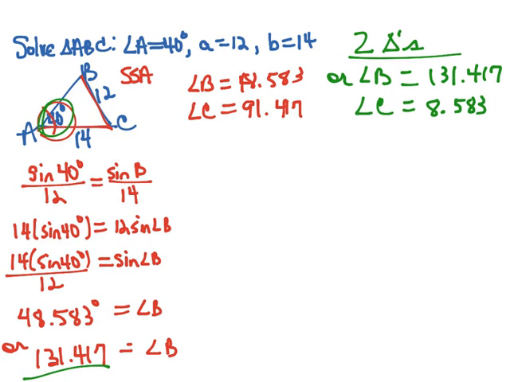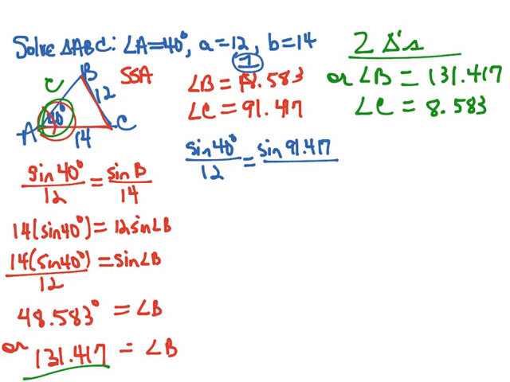So from this point forward, we're going to need to find side c using the two different values for angle C that we had to complete solving this triangle. So let's find side c for the first triangle. The sine of 40 over 12 will equal the sine of 91.417 divided by side c.